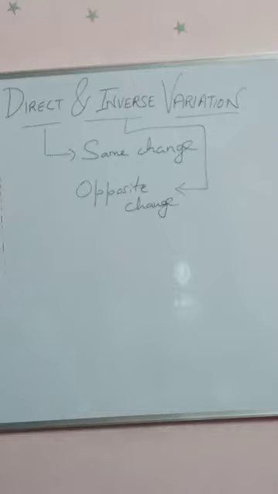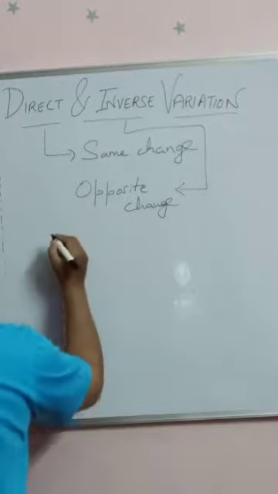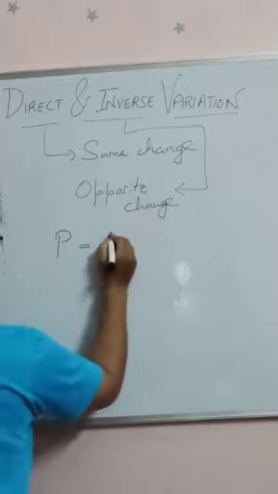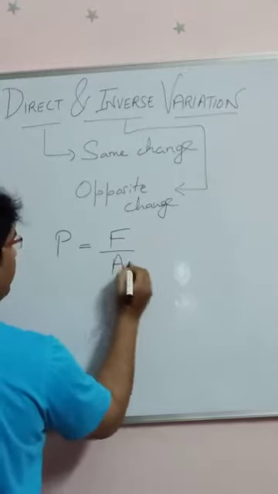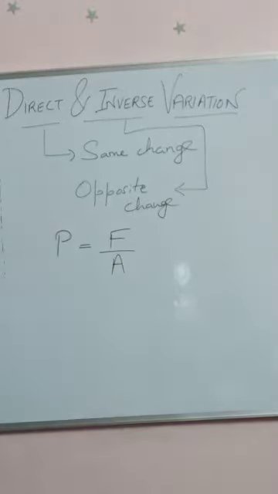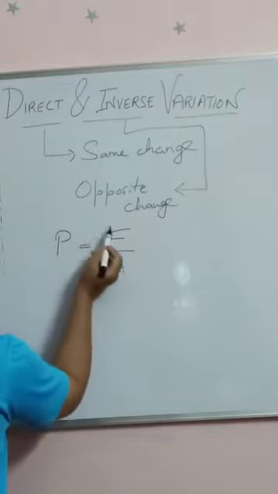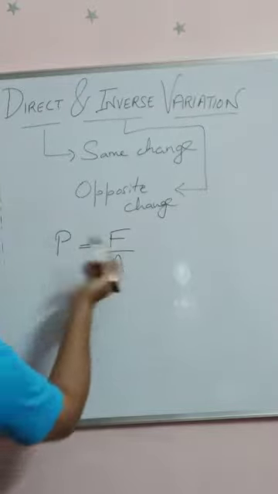I believe you are already done with the chapter of force and pressure in physics. So I'm going to quote the example from physics, though it is a mathematics class, but then we can relate it with physics. The formula for pressure in case of solids is given by force upon area. Now what you need to understand here is that the pressure in solids is directly proportional to force. Now what is this proportional?